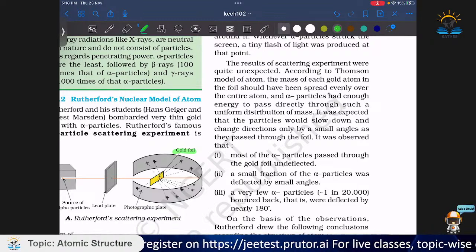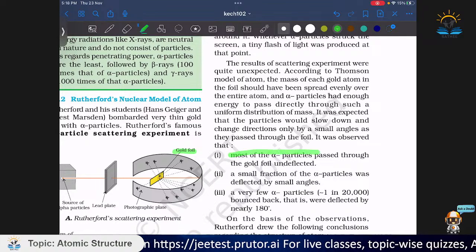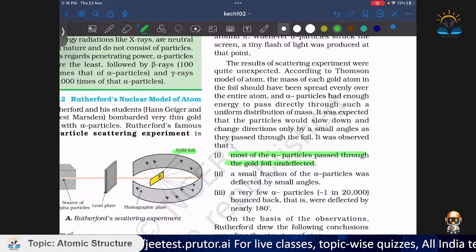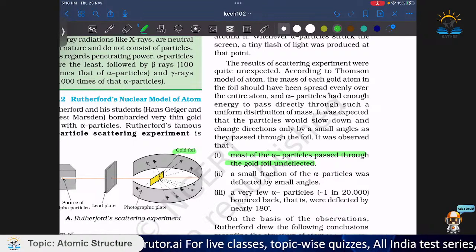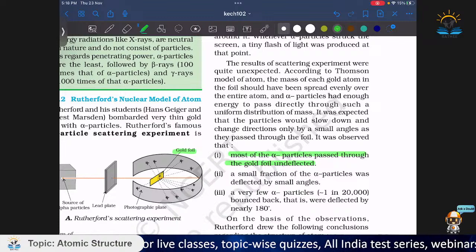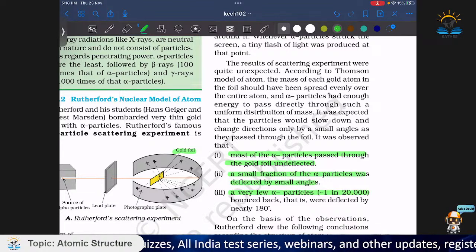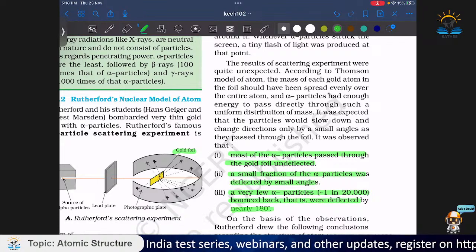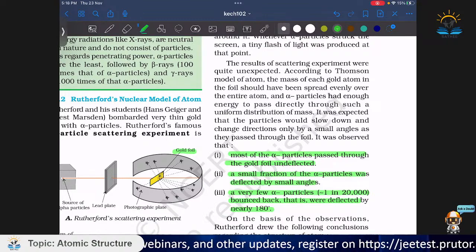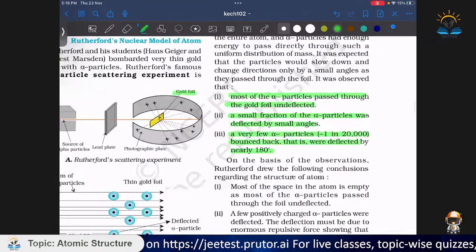But he was surprised. Most of the alpha particles passed through the gold foil undeflected, as if there was no gold foil at all. Only a small fraction was deflected by small angles, and very, very few, 1 in 20,000, were bounced back or deflected by nearly 180 degrees. It was rarely seen that an alpha particle bounces back 180 degrees, like 1 in 20,000. But most of them passed straight through the foil. So it was just shocking.